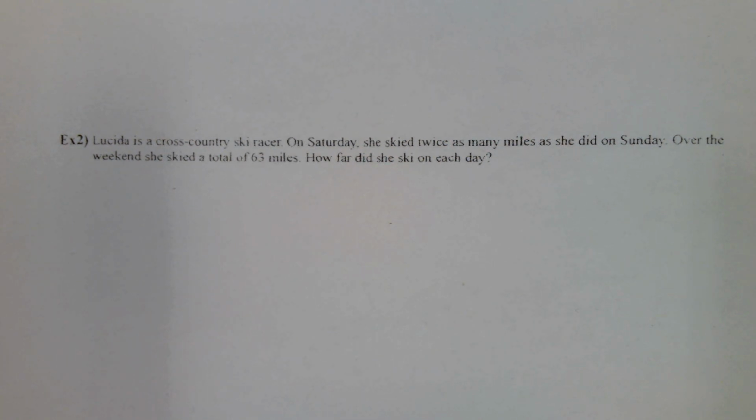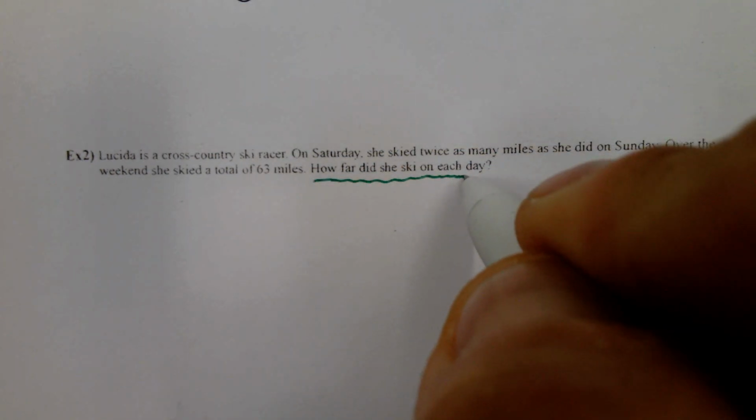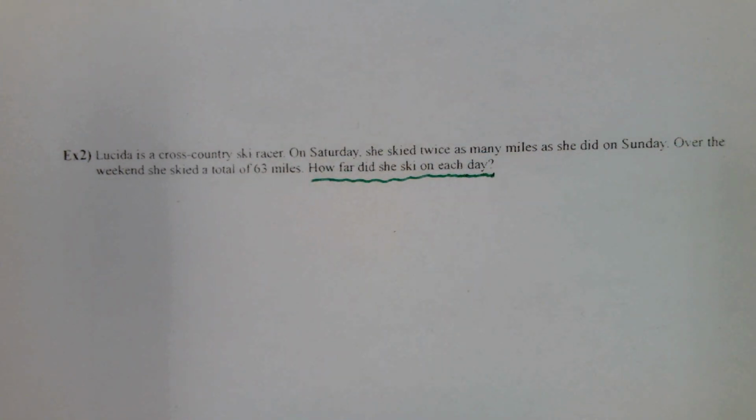Let's see here. It says, Lucida is a cross-country ski racer. And then it says, on Saturday, she skied twice as many miles as she did on Sunday. Over the weekend, she skied a total of 63 miles. How far did she ski each day? Okay, that's the part we have to answer. Oh, wait. So the weekend is just Saturday and Sunday? The weekend is just Saturday and Sunday. So that's the days we want.